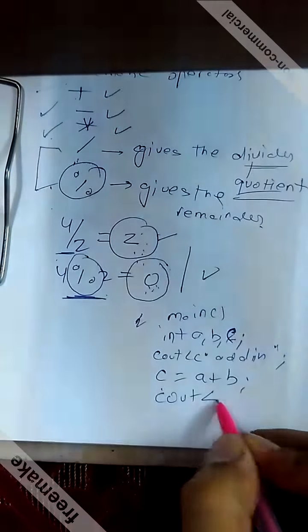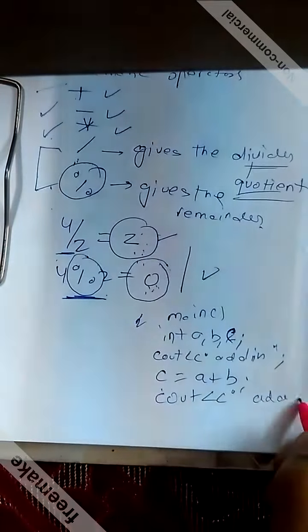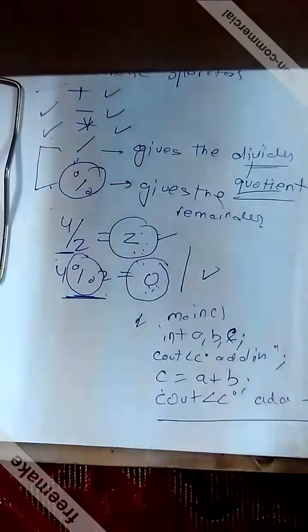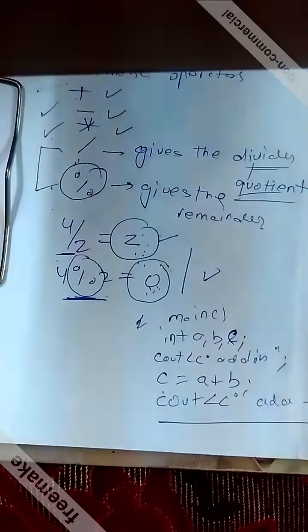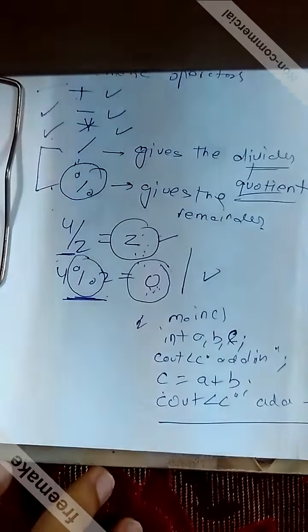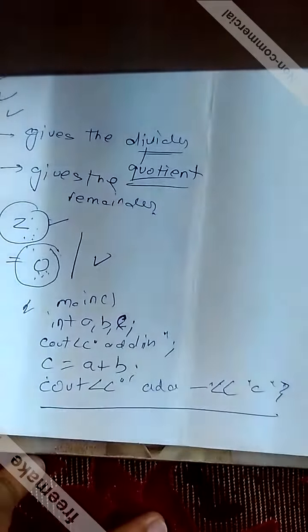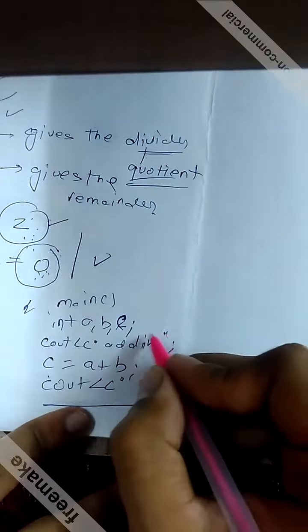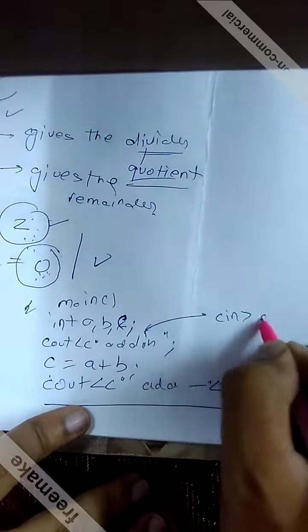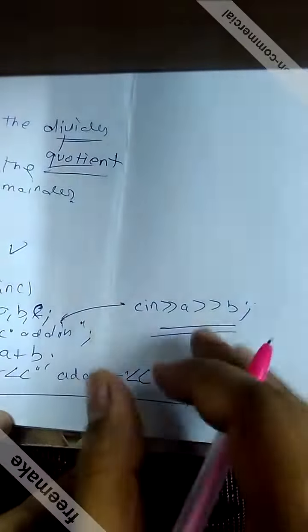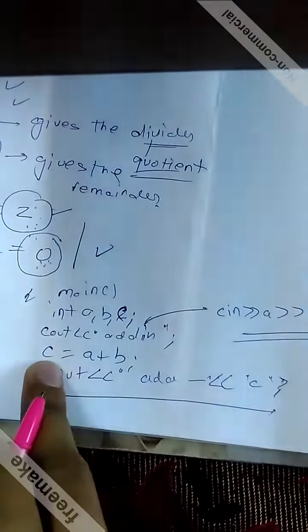cout addition result is c. Now here is a problem. There is a problem in this piece of code, because the compiler will not know what it has to print here, because we have not given the inputs yet. So in order to give the inputs, we have to use cin a and b. Once we take inputs of a and b, then only we can assign the values of a and b to c, and we can print the result as c.